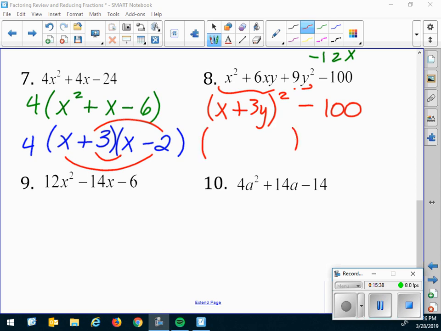So, what's the square root of that mess right there? So it's x plus 3y and x plus 3y.